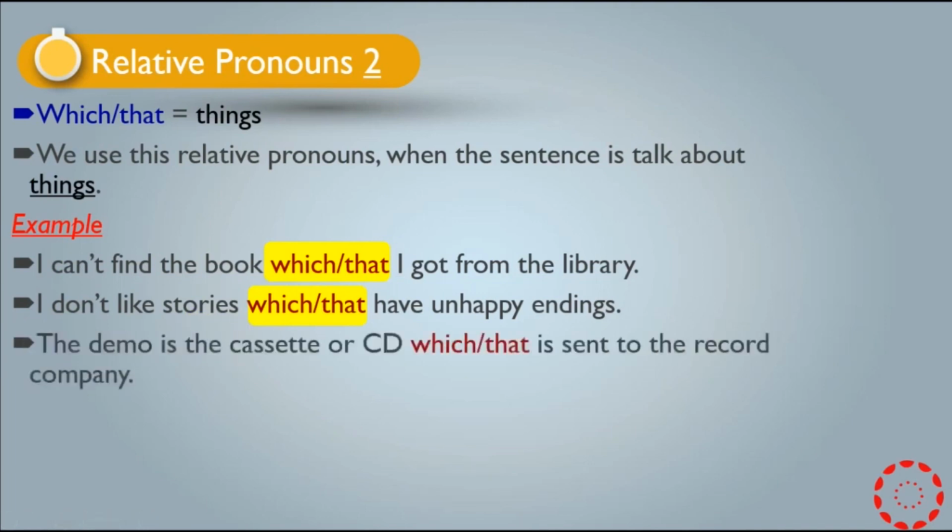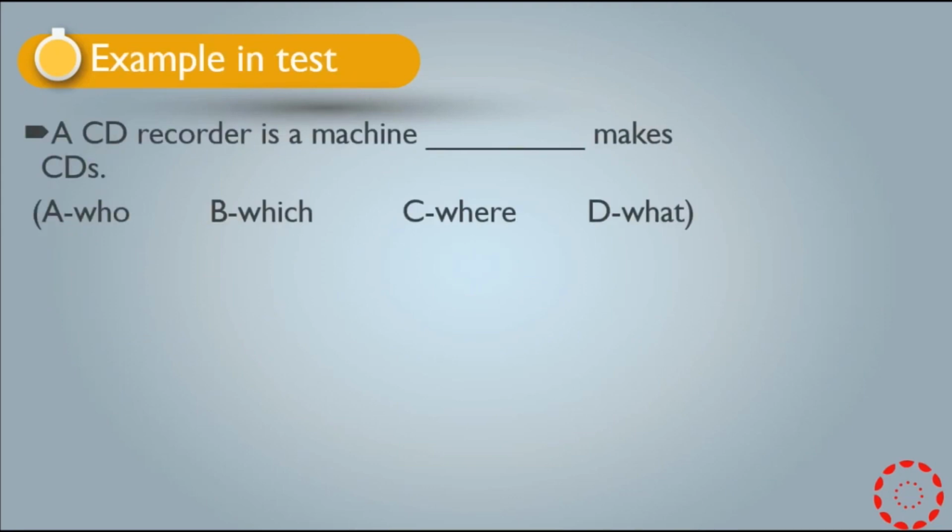The demo is the cassette or CD which is sent to the record company. The demo is the cassette or CD that is sent to the record company. As I mentioned before, you can use that or which, both of them are correct. Examples in tests, in national exams or final exams, will look like this: a CD recorder is a machine that makes CDs.